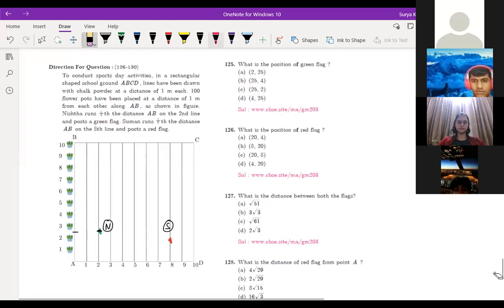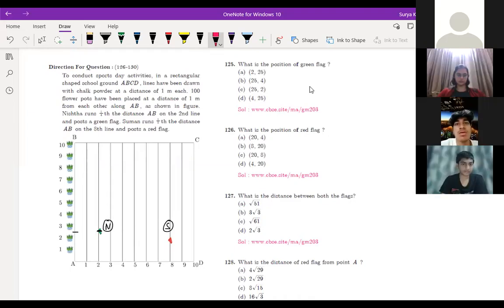Now tell me the answer for this. What is the position of the green flag? 20, or 25? Tell for the green flag first. What is the answer for the green flag? 2, 20, or 25. This is 100, and 25, how is it coming? So 100 divided by 4 is 20.